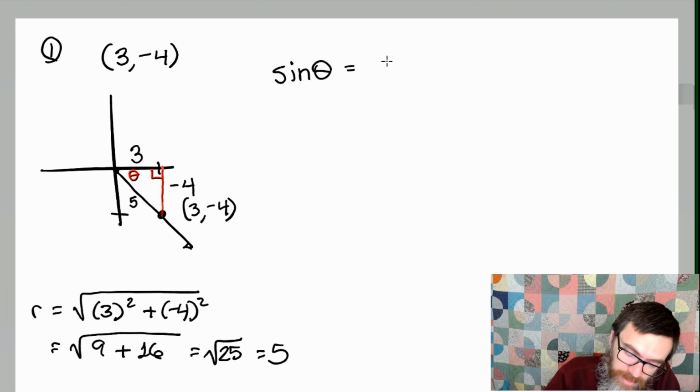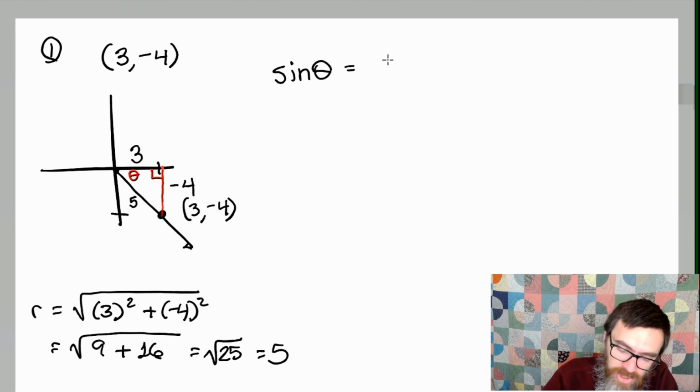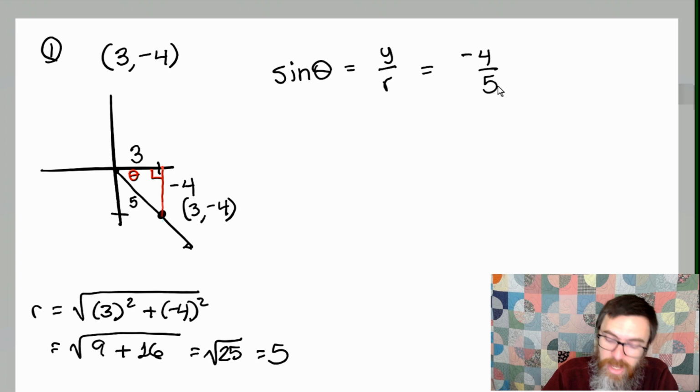So remember, sine is supposed to be, well, the way we define this, we did 2 different ways. We said y over r. So that means the y value is -4 over my r value of 5. And yes, we can have negative values here. And we'll talk more about that as we go on.